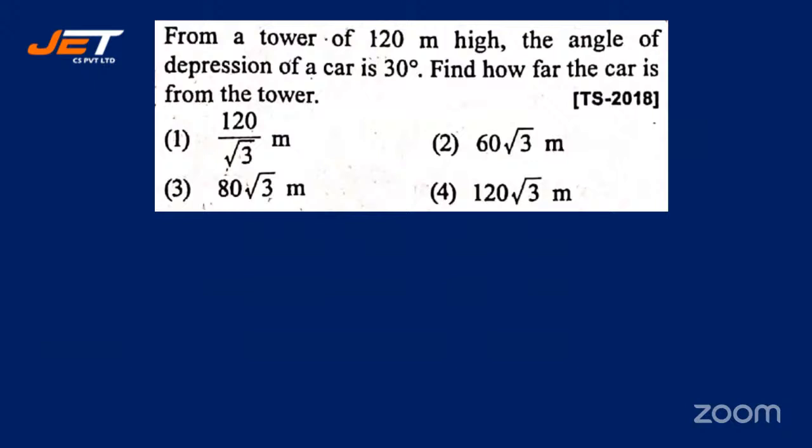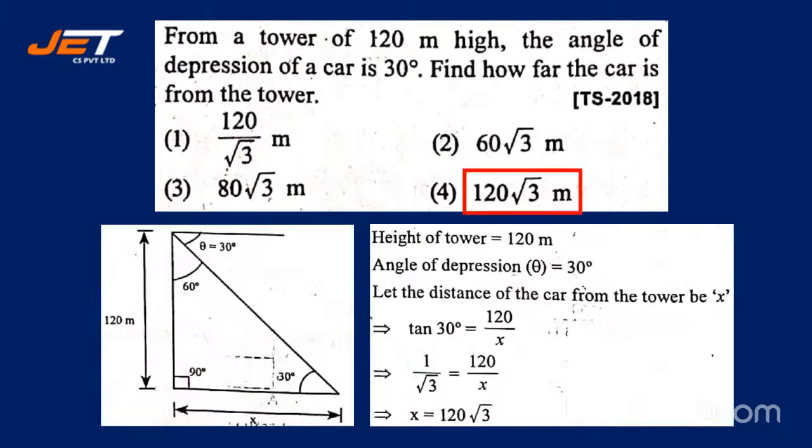From a tower of 120-meter height, the angle of depression of a car is 30 degrees. Find how far the car is from the tower. So you can see the diagram here, right? The height of the tower is 120. The angle of depression of the car is 30 degrees. So you can see here it's 30. Okay. Right.